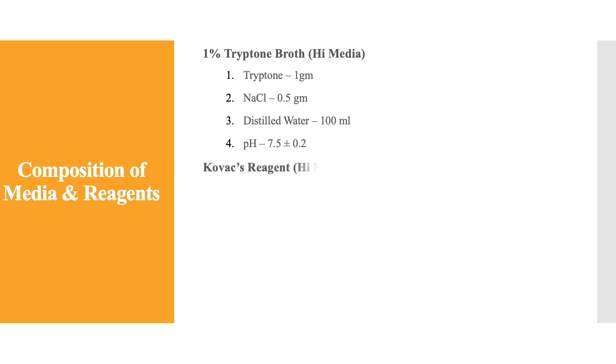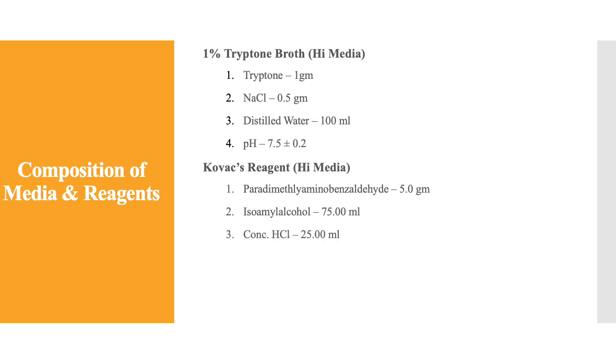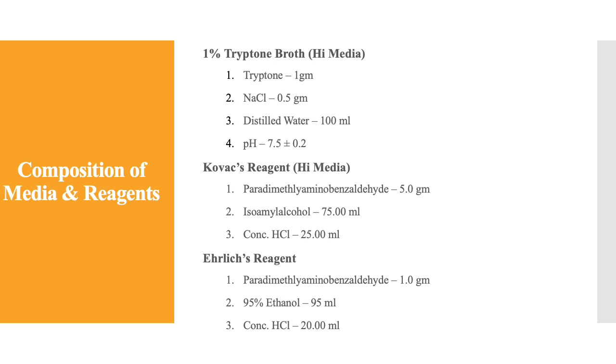Now to prepare 100 ml of Kovacs reagent, you will have to weigh paradimethylaminobenzaldehyde 5 gram, isoamyl or amyl alcohol 75 ml, and concentrated hydrochloric acid 25 ml. To prepare Ehrlich's reagent, you will have to weigh paradimethylaminobenzaldehyde 1 gram, 95% ethanol 95 ml, and concentrated hydrochloric acid 20 ml.